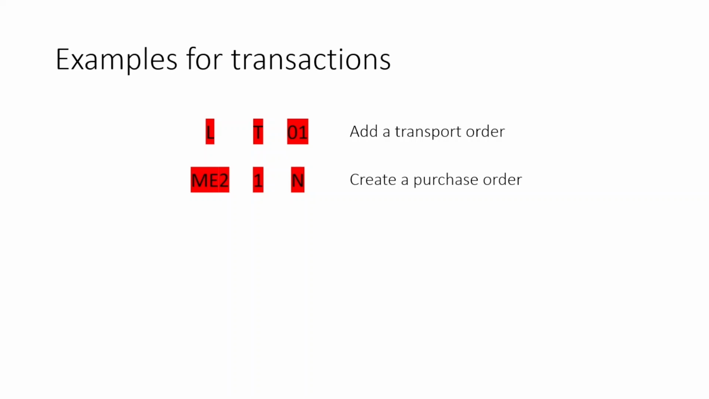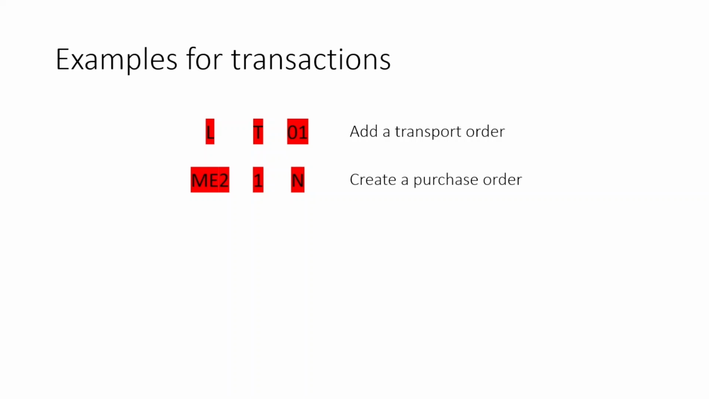The first example with which we can start is the transaction LT01. This is a very good example because it is the same in German and in English. L stands for logistics, as in German Logistik. T stands for transport, as in German Transport. And 01 stands for add, which is maintained in a very exact manner, so the meaning of 01 is to add something. So basically this means add a transport order, right?